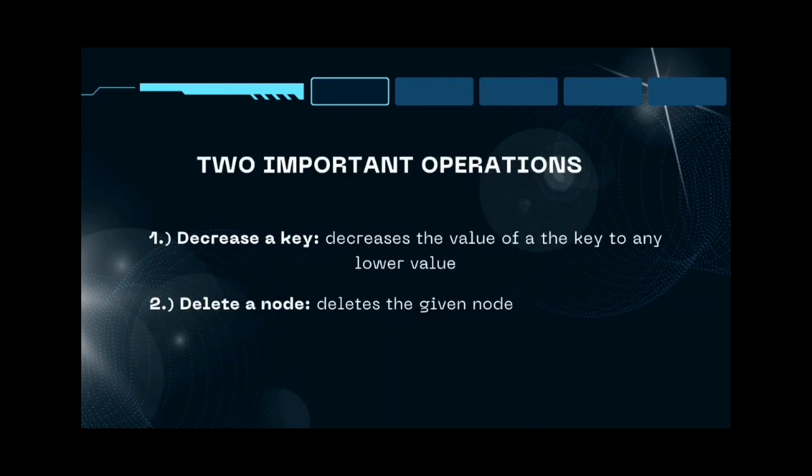We have here the two important operations. Number 1, decrease a key. It decreases the value of a key to any lower value. Number 2, delete a node. It deletes the given node.